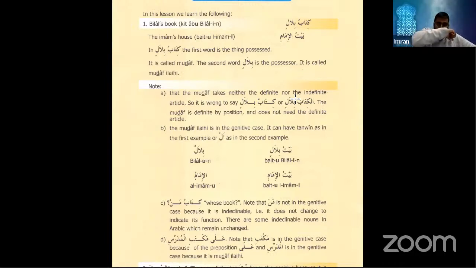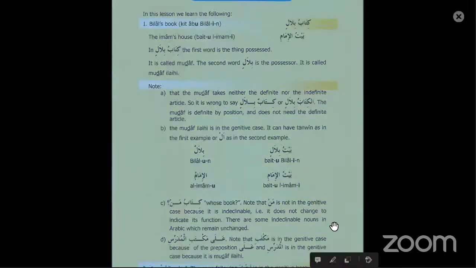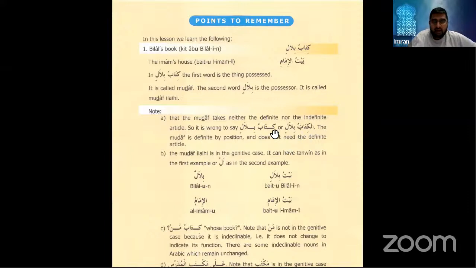Note that the mudaf takes neither the definite nor the indefinite article. So it is wrong to say Kitabun Bilalin. Okay, so this is wrong, and the other one is right. Or Al-Kitabu Bilali. The mudaf is definite by position and does not need the definite article. So this is the most important point. Alif Lam and dhamma tanween. Kitabun and Al-Kitabu. Go ahead now. Can you go for the example?